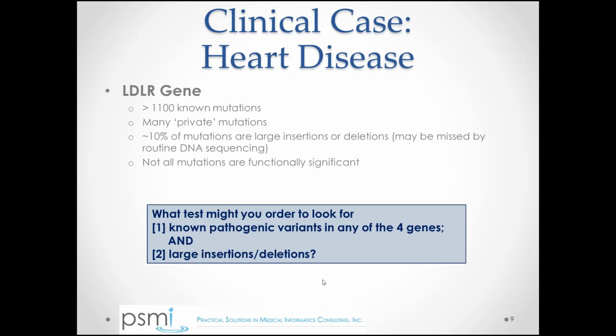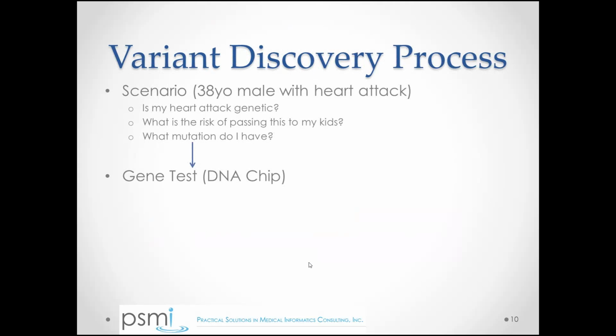So given that, we have to decide how we want to approach testing this person to begin exploring his genome to look for variants. And so one of the questions that comes up is, well, what test should we do? Or what test might we do next to look for known pathogenic variants in any of the 4 genes and large insertions and deletions? And you may remember from last week that the DNA chip technology offers a strategy here.